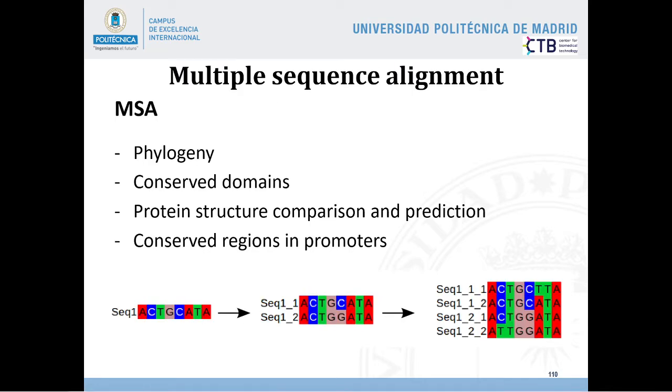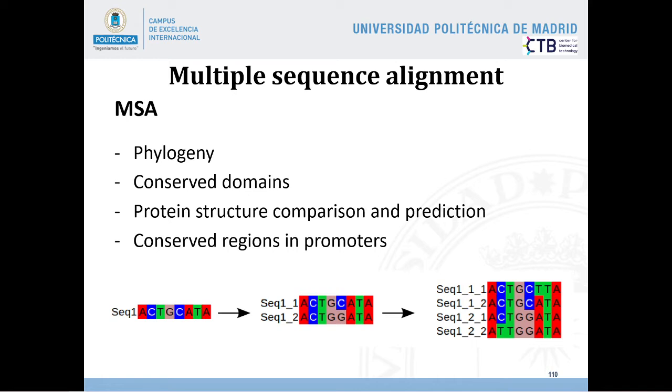A multiple sequence alignment is just an alignment of more than two sequences. We could align several DNA chains or several protein sequences. I remind you that DNA sequences were chains of nucleotides, but protein sequences were chains formed by amino acids.